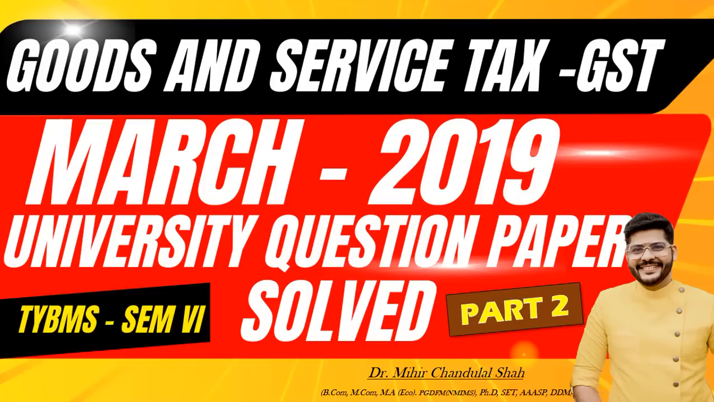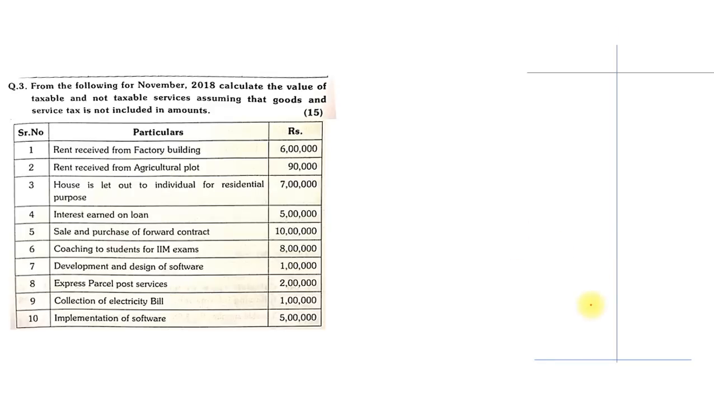So, let us see what the sums were in question number 3 of the paper. From the following for November 2018, calculate the value of taxable and non-taxable services, assuming that service tax is not included in the amount, I mean GST is not there in the amount; it's exclusive. This is one of the simplest sums.